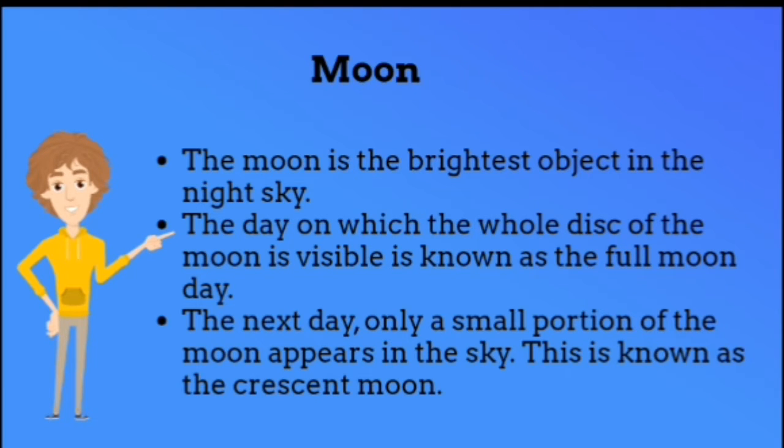Wow! When we see the moon, the word that comes from our mouth is wow. The moon is the brightest object in the night sky. The day on which the whole disk of the moon is visible is known as full moon day. The day on which only a small portion of the moon appears in the sky is known as crescent moon.